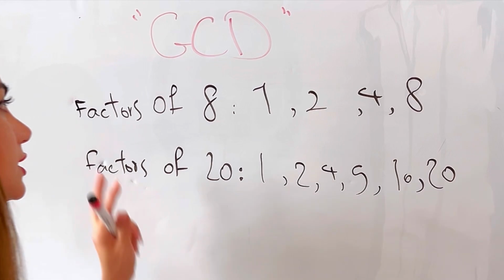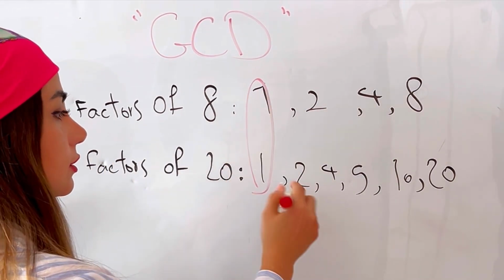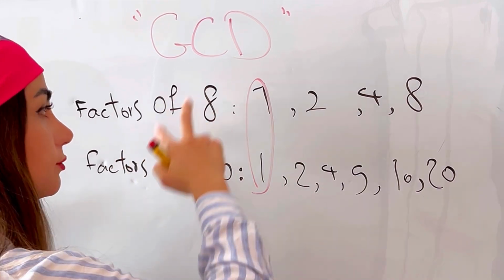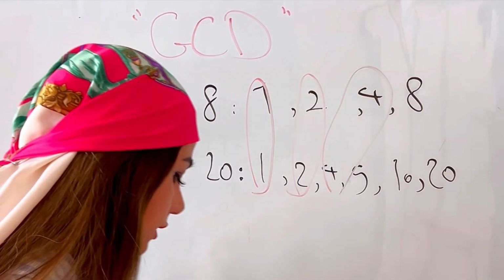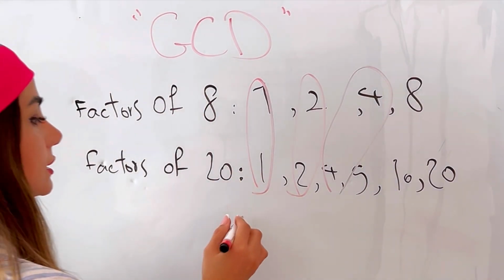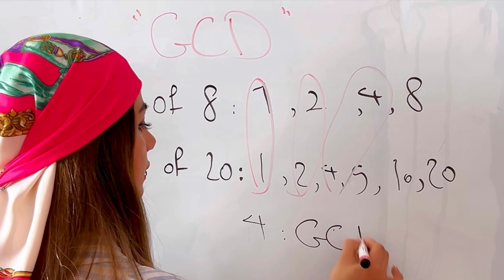And common factors of 8 and 20 are 1, and they are in both factor lists, 2 and 4. And 4 is the greatest, so 4 is the GCD.